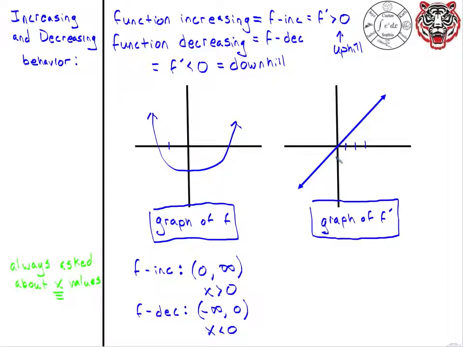Where is f prime negative? Same question here. Where is f prime negative on the graph of f prime now? Less than 0. So these two graphs give you the same answer. Should we write that? The answers transfer over. Sure, if you would like. Because it looks weird if we don't.